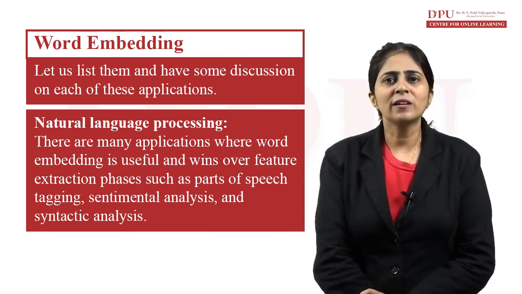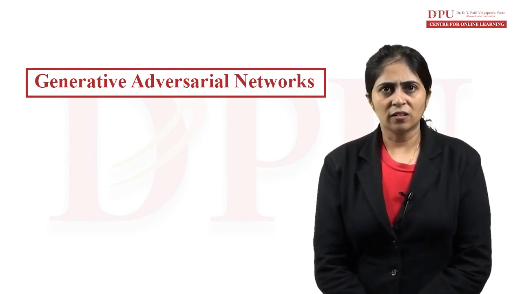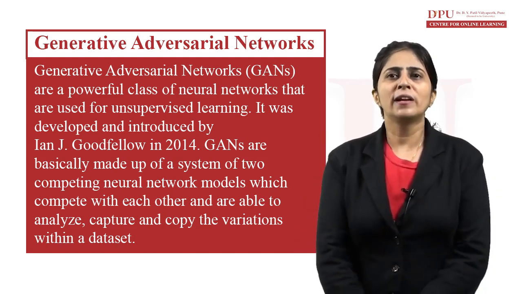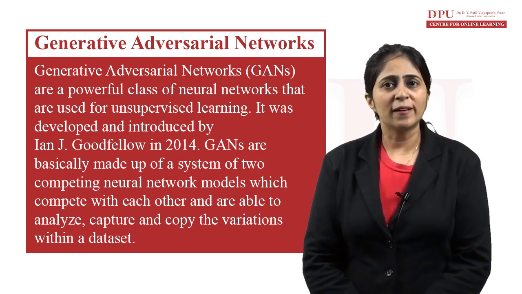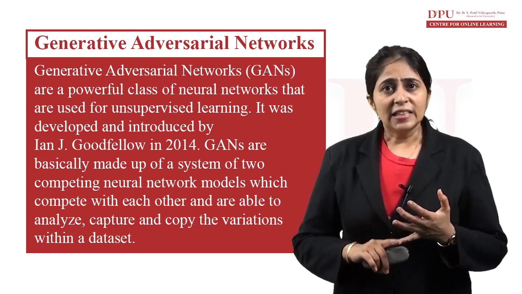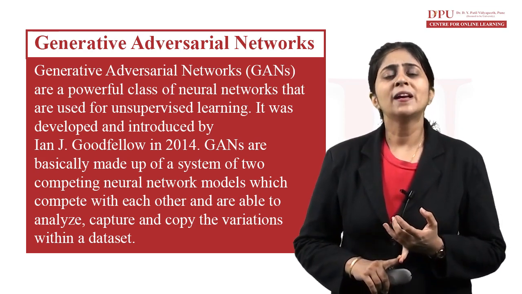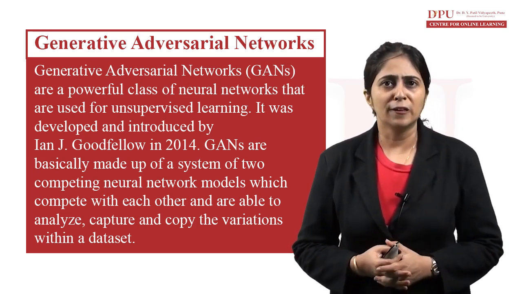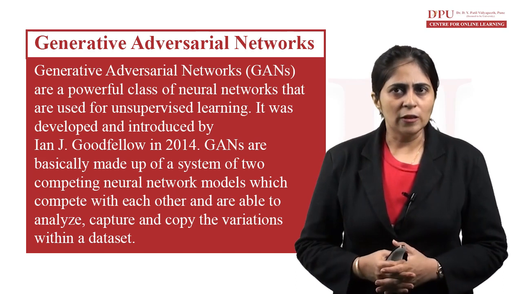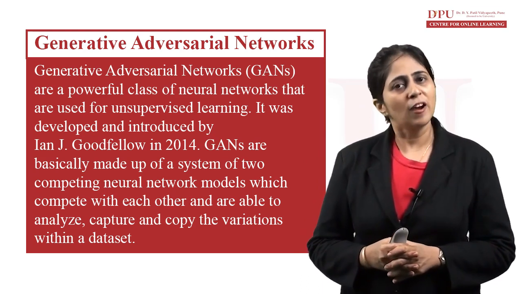Now comes a very important topic, that is generative adversarial network, GAN in short. They are a powerful class of neural network that can work for unsupervised learning. So basically, generative adversarial networks are a class of neural network only. Why was it developed? It was basically developed for unsupervised learning only. It was developed by I.J. Goodfellow in 2014. So this is a recent advancement in the field of unsupervised learning.